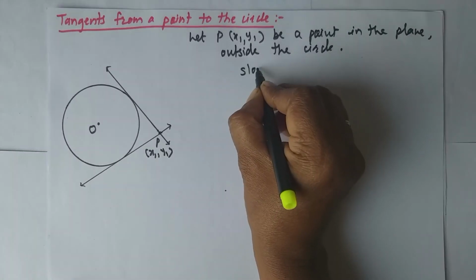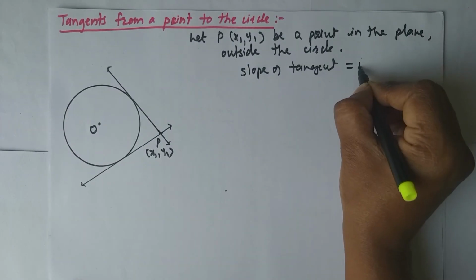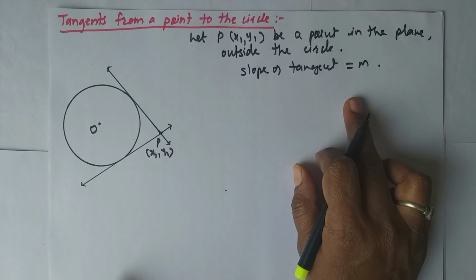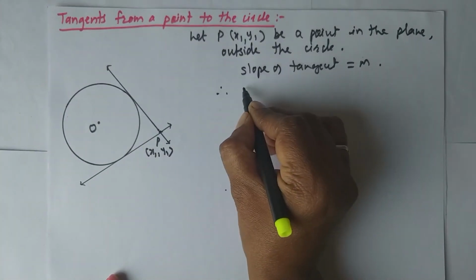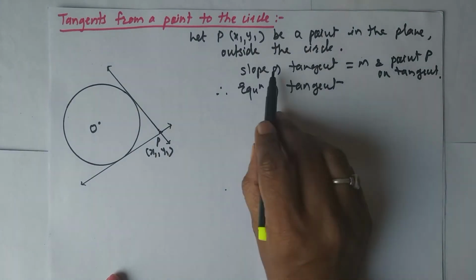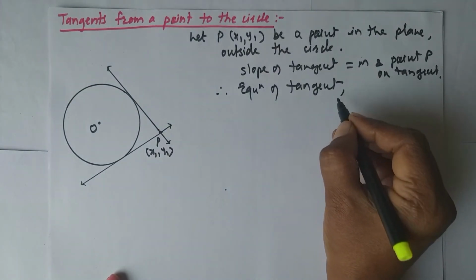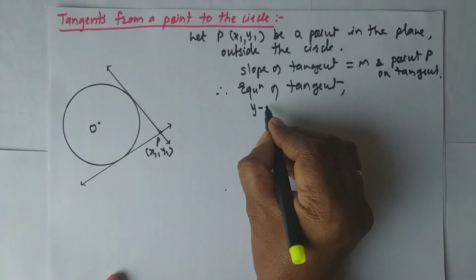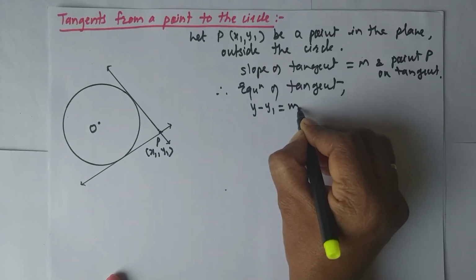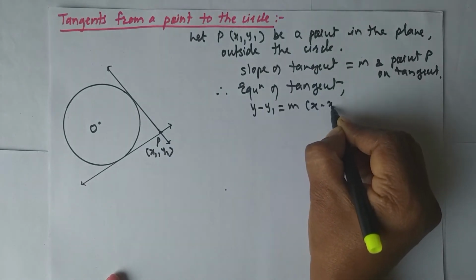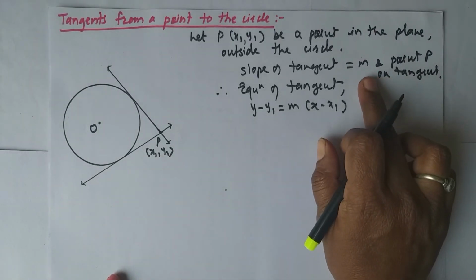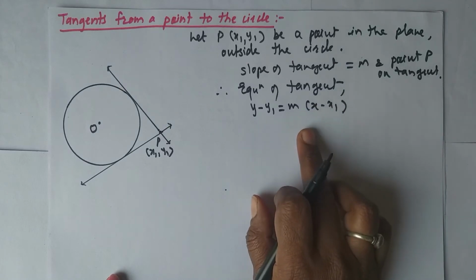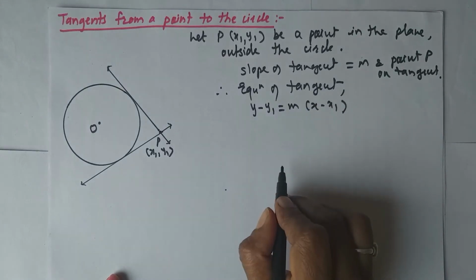Okay. Take the slope of the tangent as m, and if the slope of the tangent is m, then what will be the equation of the tangent? Therefore take this point P on the tangent and slope of tangent m, then the equation of the tangent in slope point form will be y minus y1 is equal to m times x minus x1. We are taking this point P on the tangent and supposing the slope of the tangent is m.